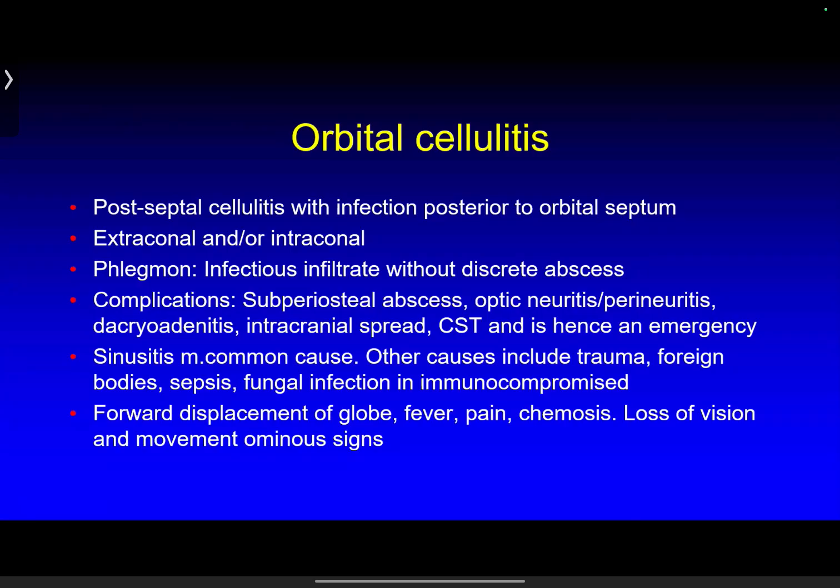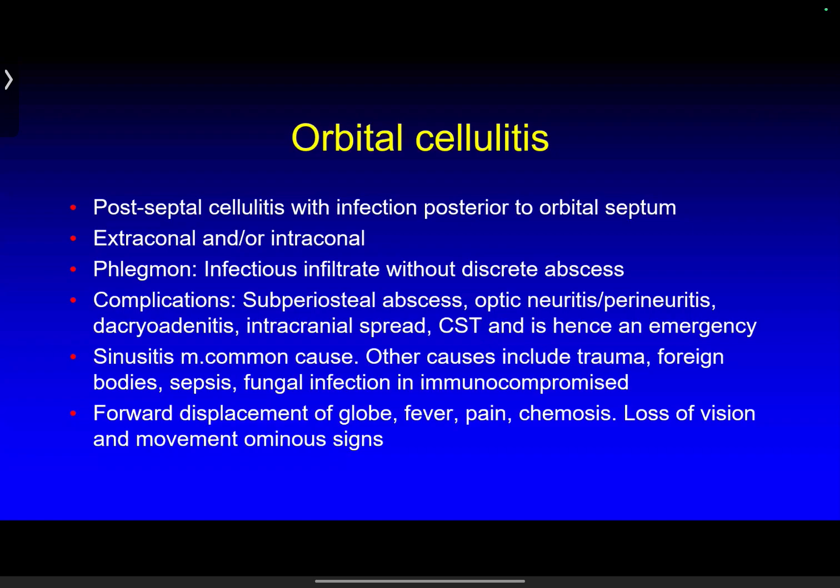So orbital cellulitis or post-septal cellulitis is infection posterior to the orbital septum. It can involve the extraconal or intraconal spaces. You can get a phlegmon, you can get an abscess. If it's a phlegmon, you'll just see an enhancing infiltrate without a discrete abscess. Complications include subperiosteal abscess, optic neuritis or perineuritis, dacryoadenitis, intracranial spread can happen, cavernous sinus thrombosis can happen. So this is an emergency.